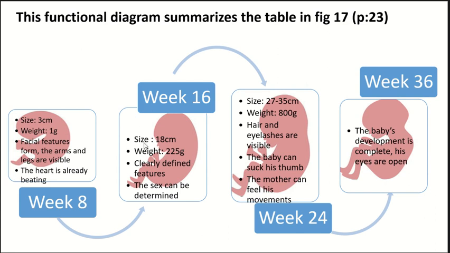At week 16, the size is 18 centimeters. It weighs 225 grams. Clearly defined features, and the sex can be identified. In week 24, the size is now between 27 and 35 centimeters. It weighs 800 grams. Hair and eyelashes are visible. The baby can suck his thumb. The mother can feel his movements. In week 36, the baby's development is complete. His eyes are open and ready for delivery.